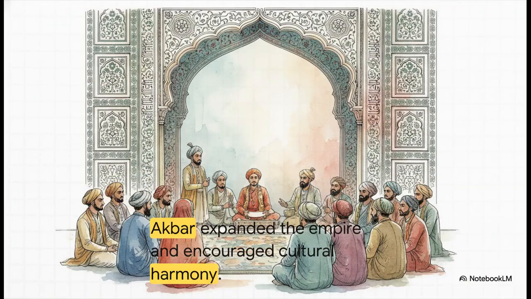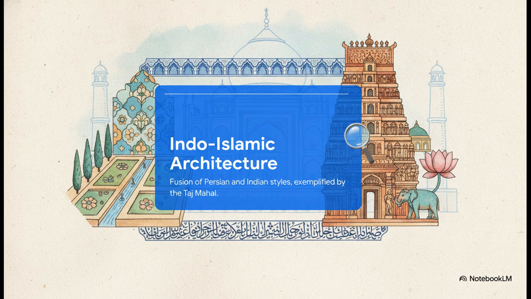By the 16th century, the Mughal Empire emerged as one of India's most influential dynasties, expanding significantly under legendary rulers like Akbar. And this brilliantly illustrates a key theme of Indian history. See, Akbar didn't just conquer territory, he actively encouraged and formalized cultural harmony, deeply integrating diverse traditions to create a unified and dynamic society. This era of intentional harmony birthed what we call Indo-Islamic architecture.